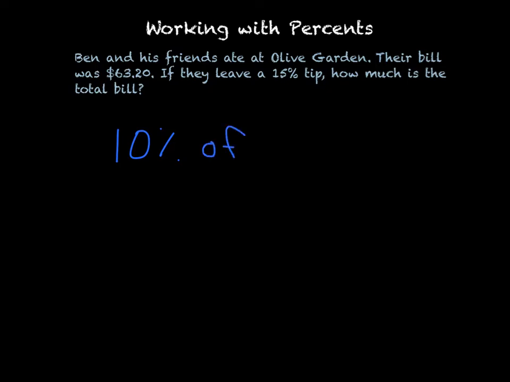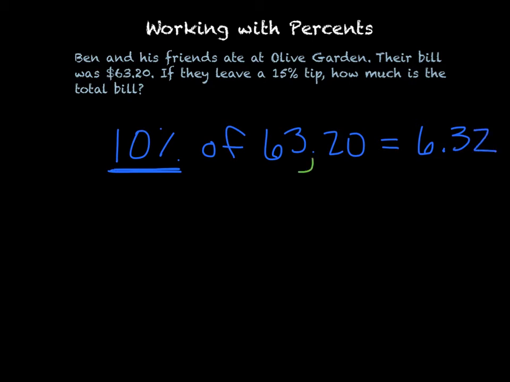10% of $63.20. And most of us are pretty good at knowing if we're finding 10% of something, we're dividing it into 10 equal parts. So if we divide $63.20 into 10 equal parts, we get $6.32. Okay, which if you notice, there's a little trick. We just moved over the decimal one place. Well, that's 10%. I need 15%.